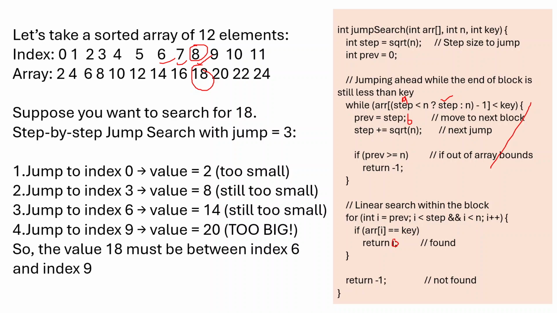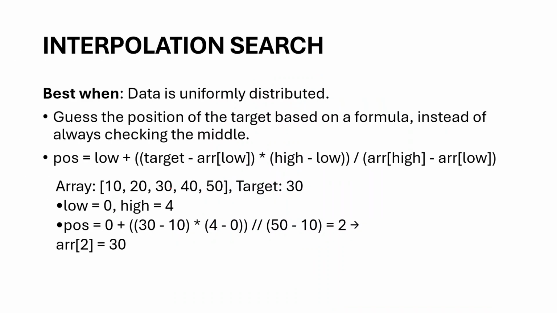This is called jump search. The best case is going to be order of 1, because if you find the data in the first step itself, it's order of 1. The worst case is going to be order of square root of n, because we keep performing square root of n steps until we reach the last data. And next is called interpolation search.